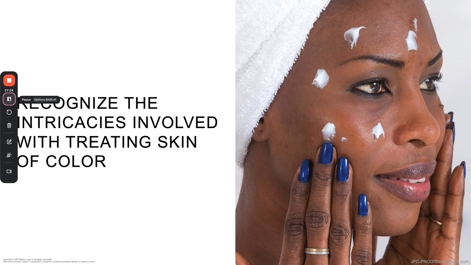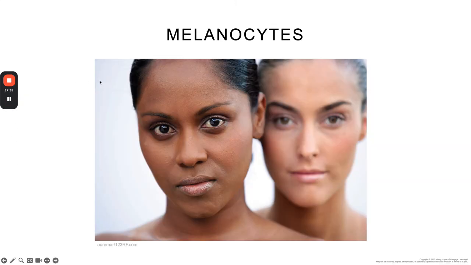So our next objective is objective number 5, and it is recognize the intricacies involved with treating skin of color. So when it comes to treating skin of color, okay, all Fitzpatrick skin types have the same number of melanocytes. And melanocytes are the cells that produce the melanin within our skin. Higher Fitzpatrick skin types have melanocytes that produce more melanin. Melanocytes comprise about 5 to 10% of the cells in the basal layer.